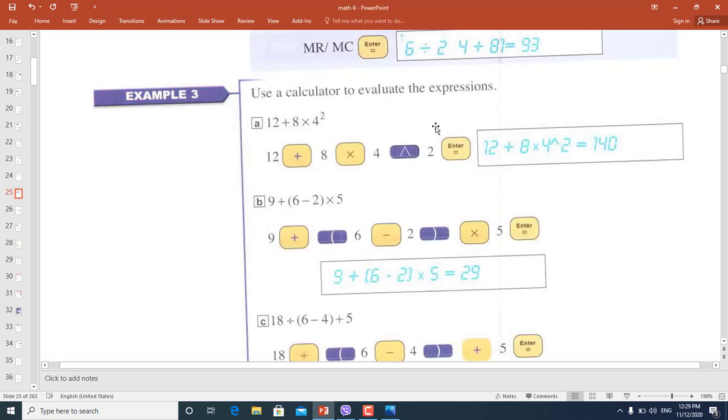Example 3 is about the calculator. We have 12 plus 8 times 4 exponent 2, so we put 12, we put plus, we put 8, we put times, and we put 4. And for the exponent we have this sign, we put this. After that we will press enter to tell us the value.